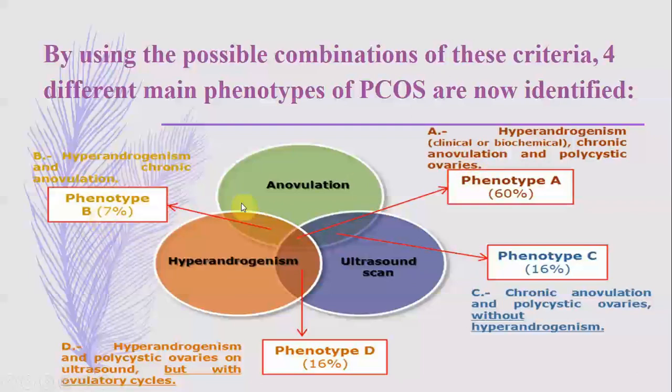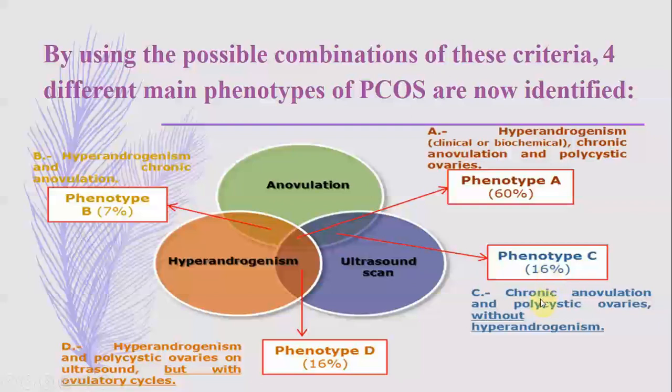For phenotype B, it includes only the part with anovulation and hyperandrogenism, with no ultrasonic picture of polycystic ovary. Hyperandrogenism and chronic anovulation represent 7% of the patients. Phenotype C represents 16% of the patients.